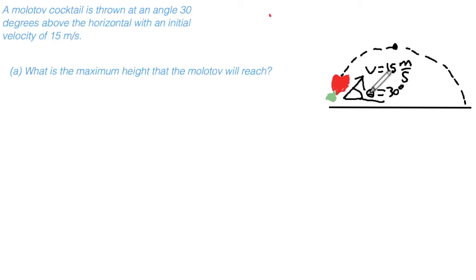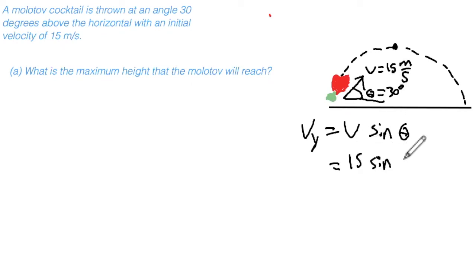So we first convert the velocity into its vertical and horizontal components. For this section, we're just solving for the vertical velocity. This is going to be v sine of theta. Plug our numbers in. Velocity is 15 meters per second. Our angle is going to be 30. And then it will come out to be 7.5 meters per second.